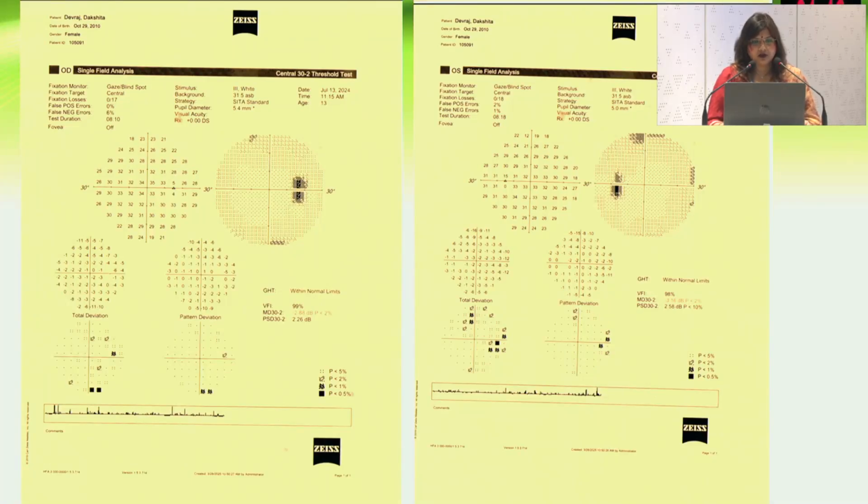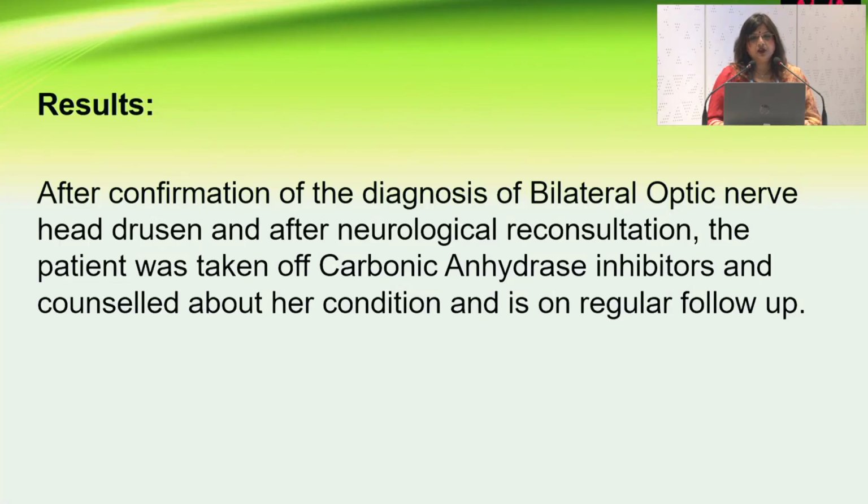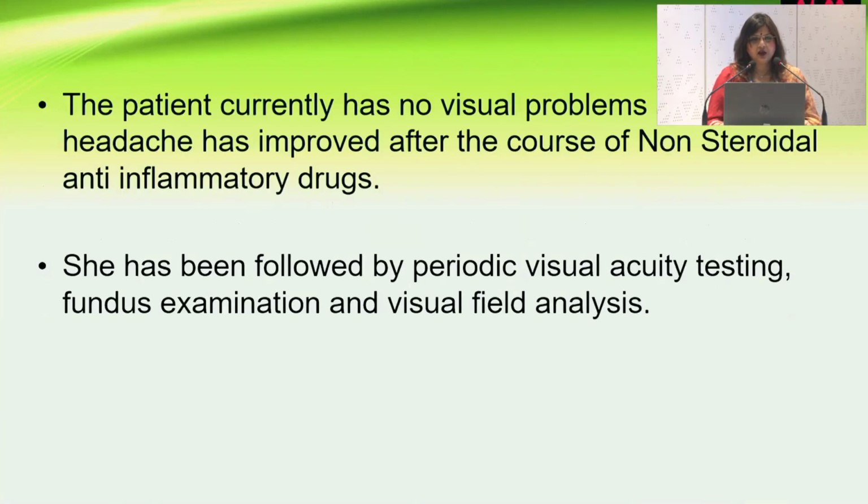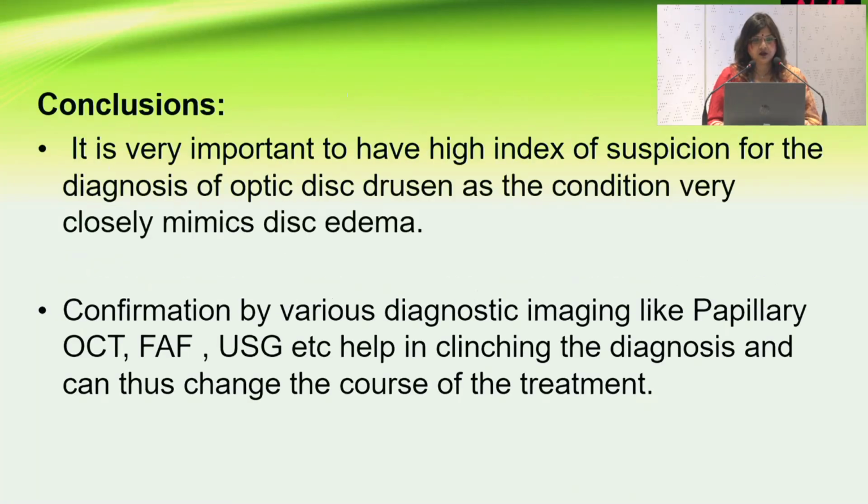After confirmation of the diagnosis of bilateral optic nerve head drusen, and after neurological reconsultation, the patient was taken off carbonic anhydrase inhibitors and counseled about her condition and is on regular follow-up. The patient currently has no visual problems, and her headache has improved after a course of non-steroidal anti-inflammatory drugs. She has been followed by periodic visual acuity testing, fundus examination, and visual field analysis.